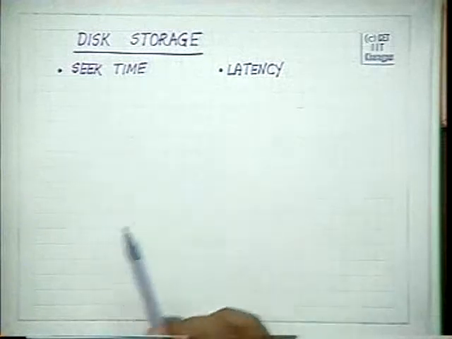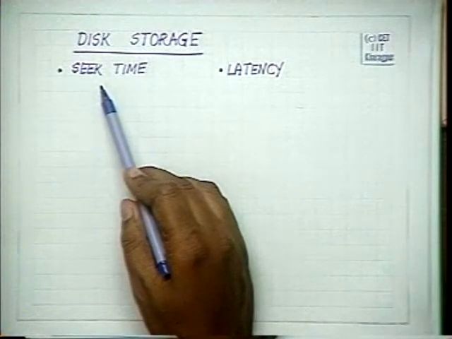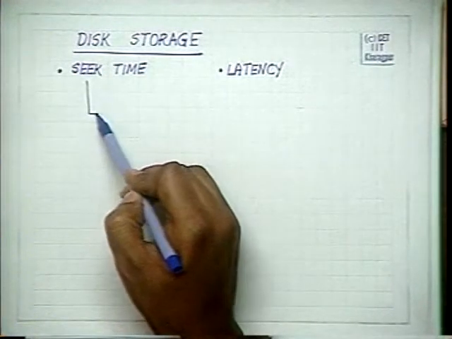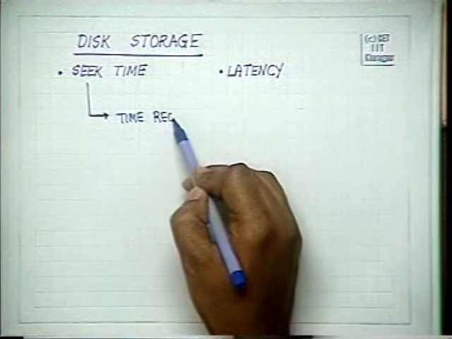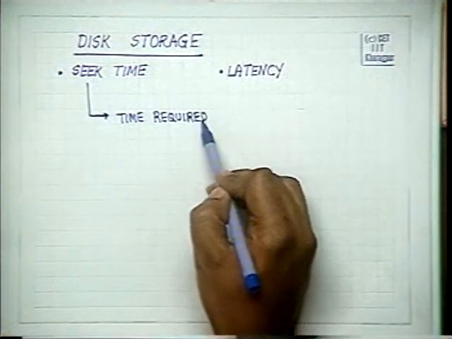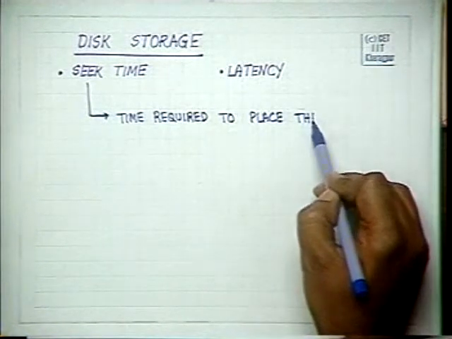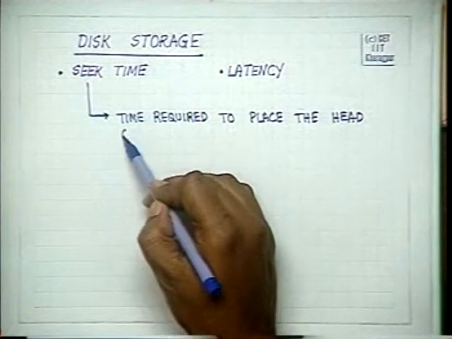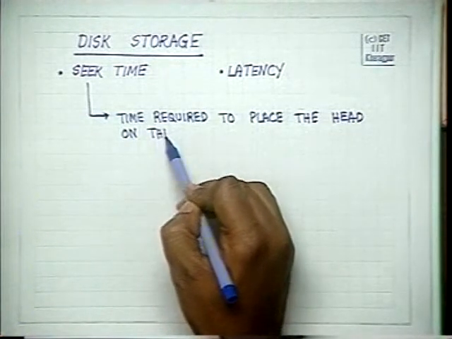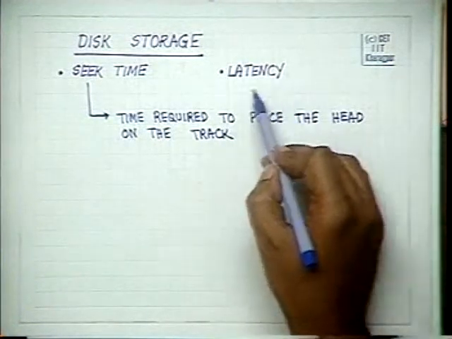In a disk storage, we have two types of times which are required to read or write a particular type of data. One is called the seek time. This is the time which is required to place the head on the track. And the second is latency.